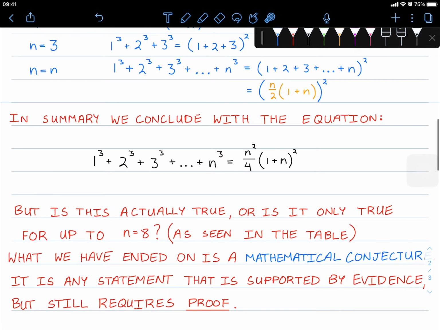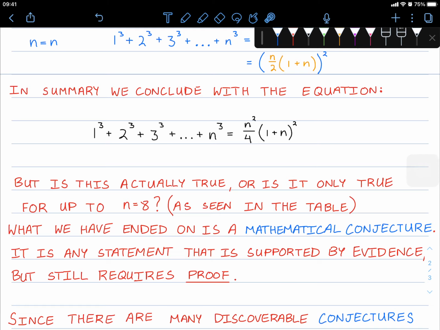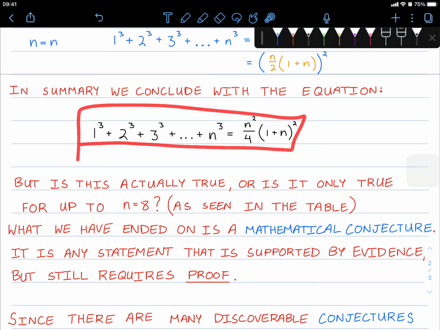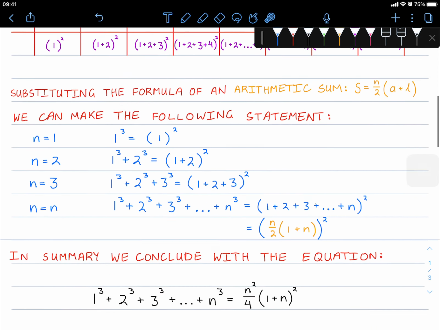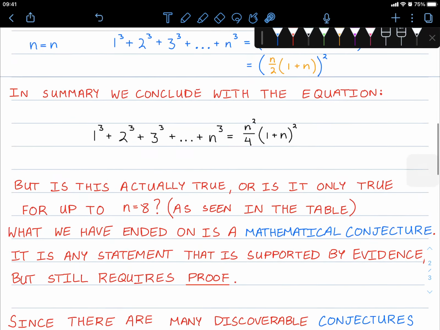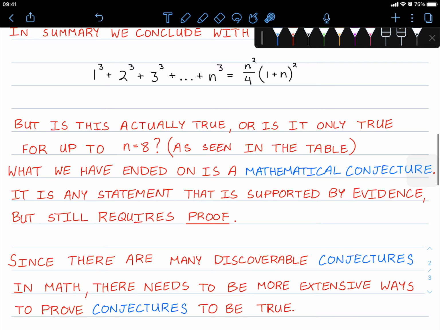So what we've ended on, this one here, is called a conjecture. It's a mathematical statement. We have evidence for it, as shown here, but it isn't mathematically true for any situation, so it still requires proof. Now, this is just one conjecture. There are infinitely many conjectures that we can make. There need to be extensive ways to prove conjectures to actually be true.